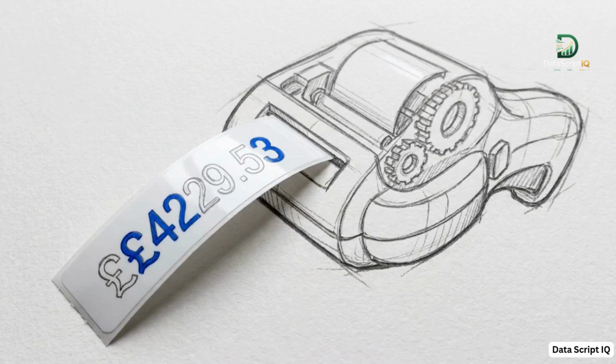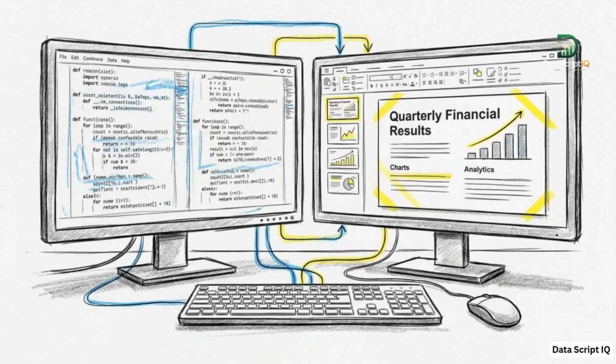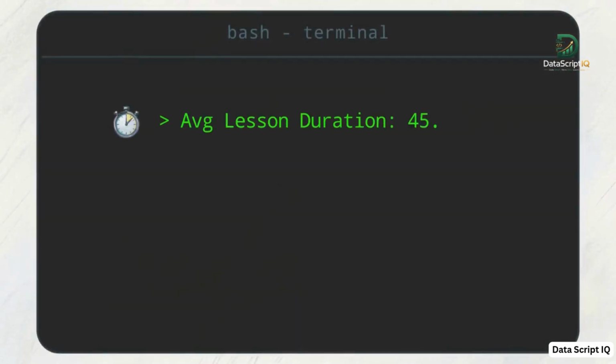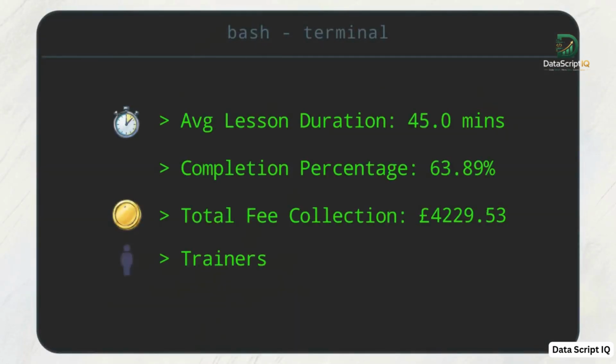Formatting converts a number into a text string. Because of this, you should only apply these f-strings in your final print statements. Keeping your calculation logic separate from your display presentation results in a cleaner, more professional script. Run the script now. Your terminal should display a 4-line summary showing your calculated duration, percentage, revenue, and trainer count.